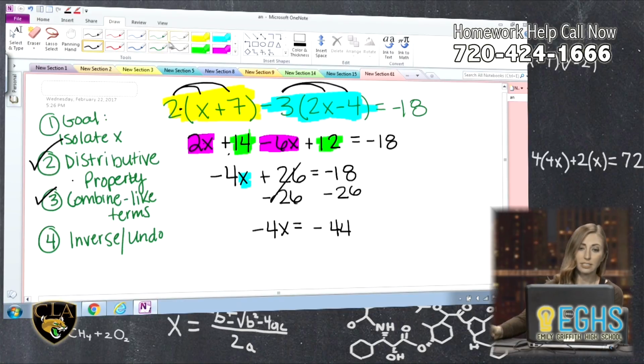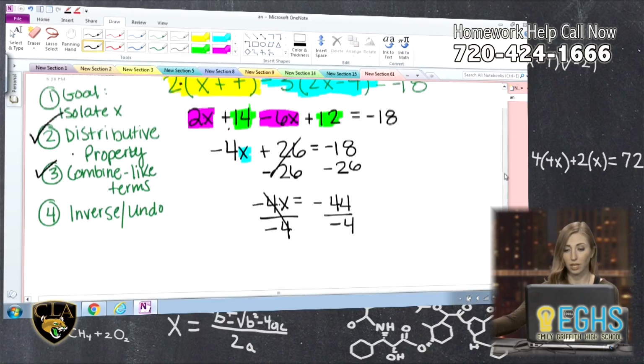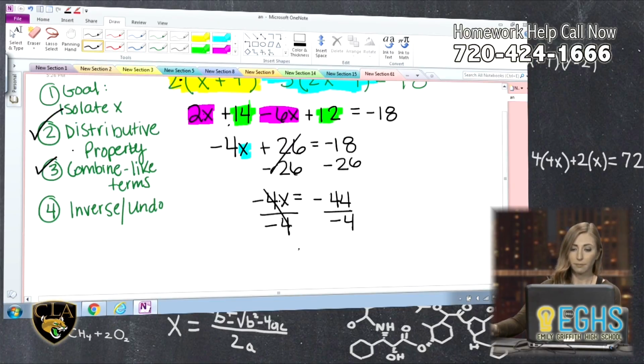From there, I just need to have one more step to undo. I've got some multiplication that I'm undoing, so I'm going to undo it by dividing by negative 4 on both sides. On the left, my negative 4 divided by negative 4 just gives me 1, so that goes away. And then on the right, I have negative 44 divided by negative 4, and that gives me a positive 11.